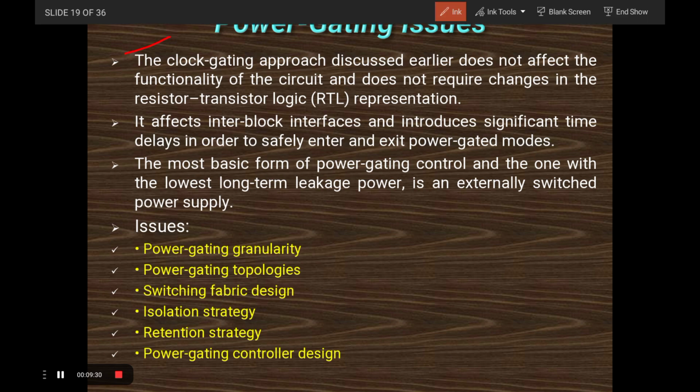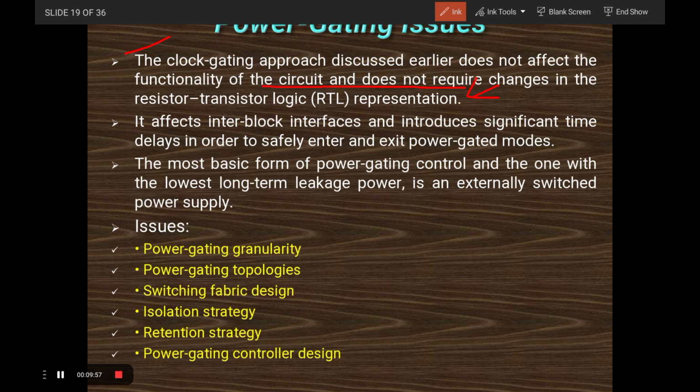So the clock gating approach discussed earlier does not affect the functionality of the circuit. That means clock gating cannot affect the overall functionality, because we are not changing any of the circuit operations within the circuit, right? So we don't need to bother about the internal functionality of the circuit. If you want to change that, it is based on the RTL designer only, who will take care of when we apply the clock signal and when we stop the clock signal.